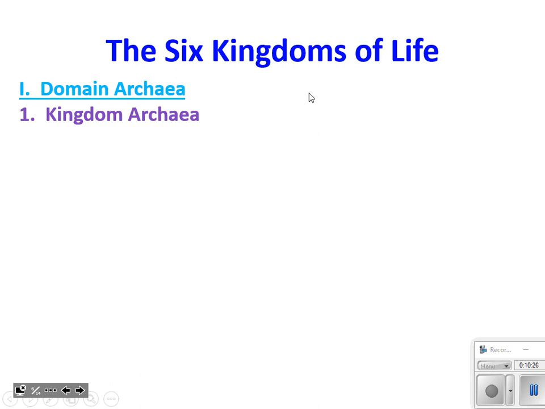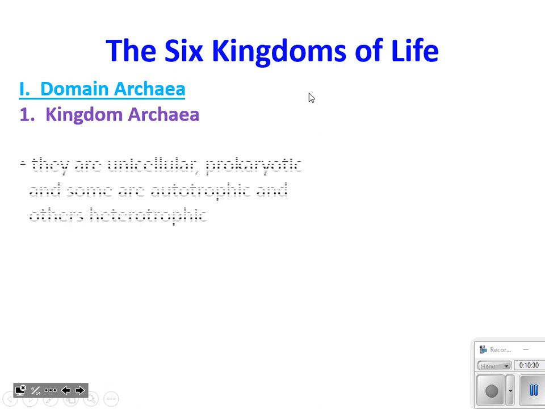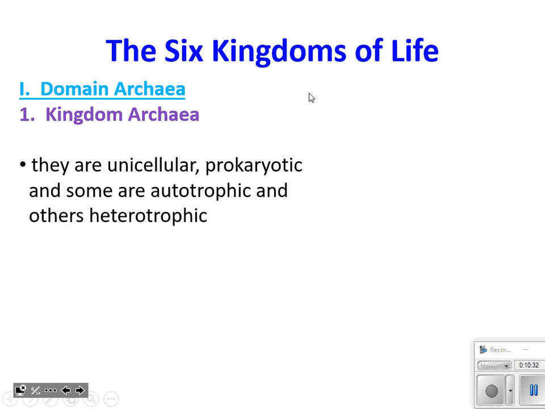Now, what are some facts about the kingdom Archaea? Well, first of all, they are unicellular, prokaryotic, and they can be either autotrophic or heterotrophic. So they have a single cell. They do not have a nucleus, nor do they have membrane-bound organelles.